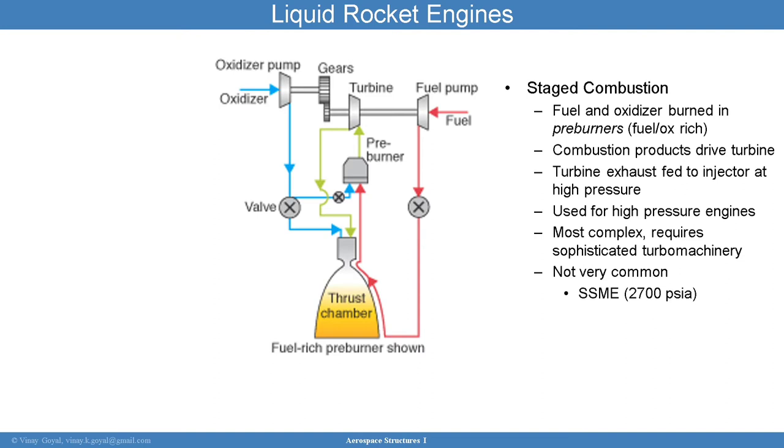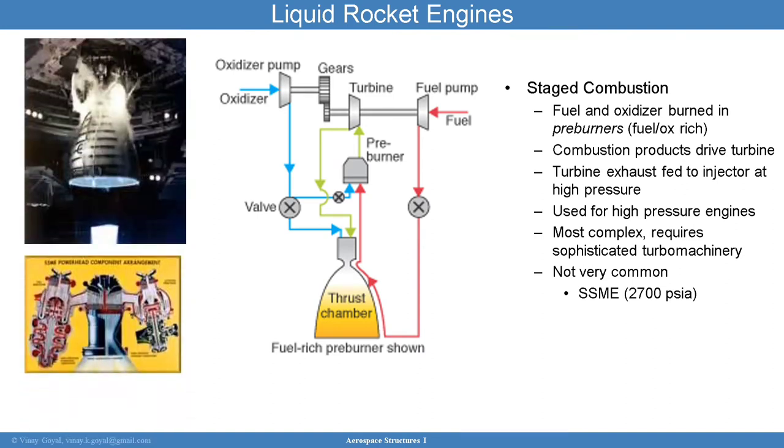Here I want to show the staged combustion one. In this case, the space shuttle main engine used that. And you can see here on the left-hand side, the fuel and oxidizers are burned in a pre-burner. So you can see that is burning here. And the combustion products from this drive the turbine. The turbine exhaust then, which is right here, is fed into the injector at high pressure.